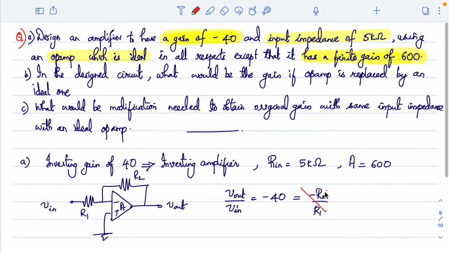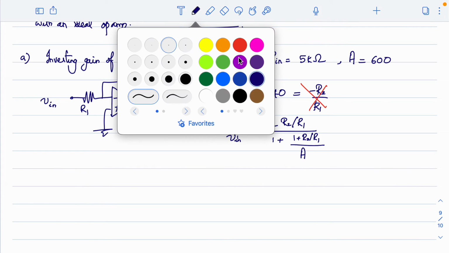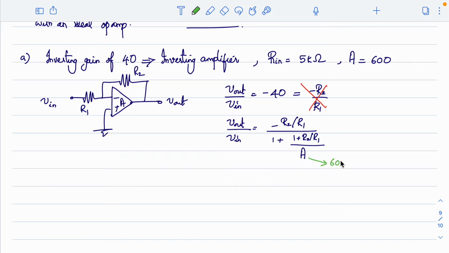I should not take this expression here, rather I should consider the expression where V out by V in should be equal to minus R2 by R1 divided by 1 plus R2 by R1 divided by A. This I should consider, right? Now given that A is 600, this gain should be equal to minus 40.